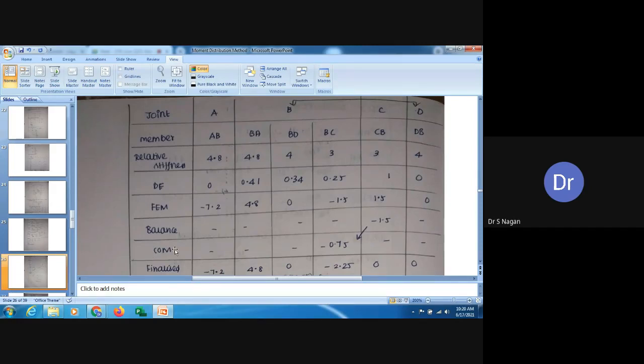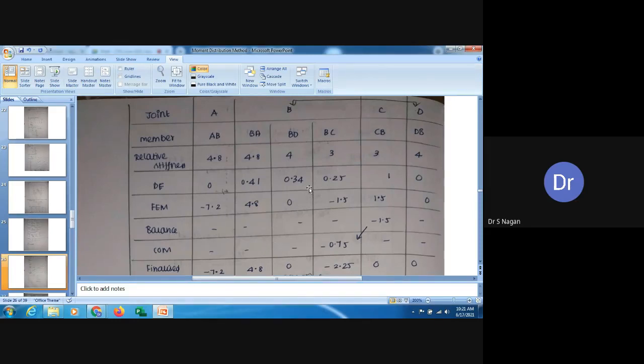The next step is carryover moment. Whenever you apply a moment here, half the moment is carried to the far end. So CB to BC, minus 0.7 will be carried over here. At the other joints, there won't be any carryover. This step needs to be done extra when you compare with the previous problem. In the previous problem, you straight away started FEM, DM, COM, DM, COM, DM likewise. But here, we need to balance the moment at the free joint, and then only do the other process.